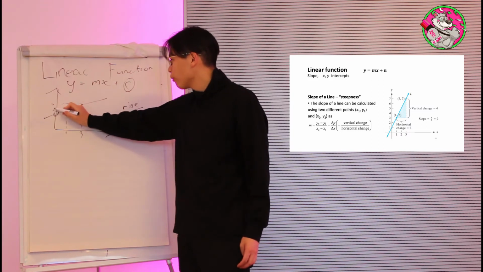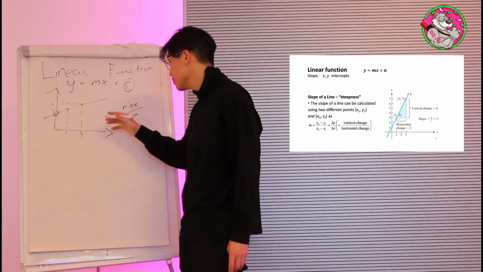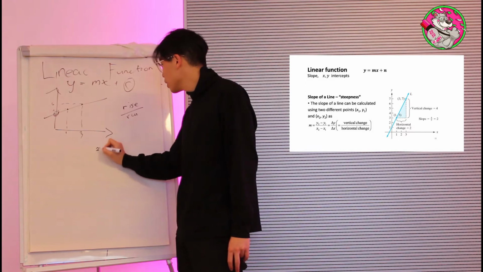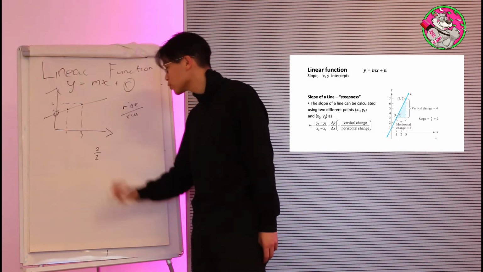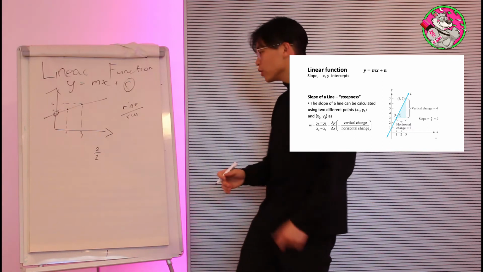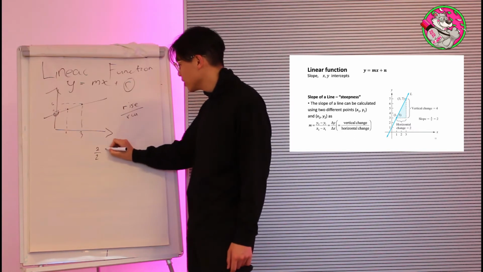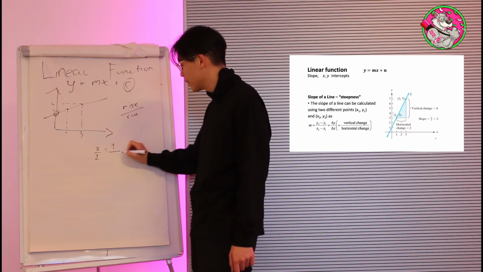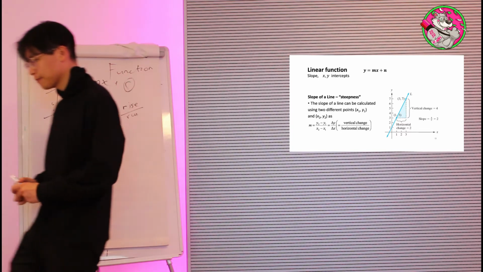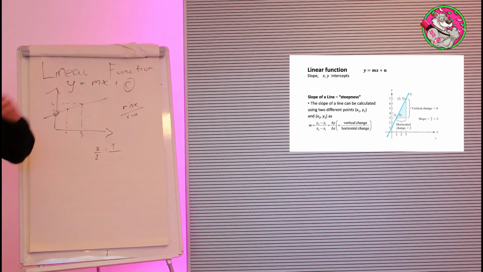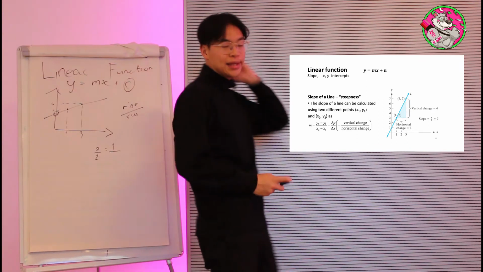So you can see that from 4 to 6, it's risen up by 2, and it's run across by 1, 2, 3, 2 as well. So therefore, your gradient is actually 1. That's a simple way to look at it for gradients. But how would you find your intercept?